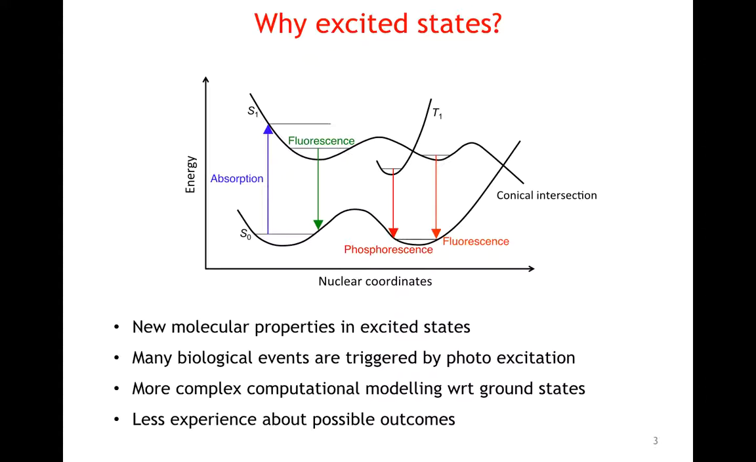Well, first of all, because one molecule, when it gets excited from the ground to excited state, can show new molecular properties that do not normally appear in the ground state. And it is also important to worry about excited states because many biological events can be triggered by the photoexcitation. So we can just think of the event of vision in human eyes, or the process of photosynthesis in the plants.